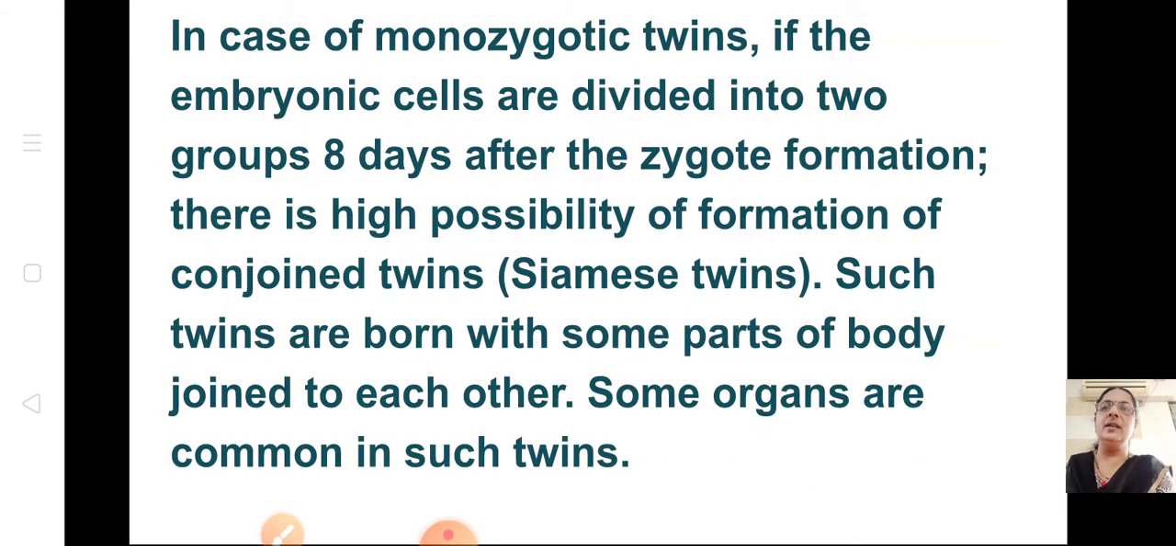But in case of monozygotic twins, if the embryonic cells are divided after 8 days of zygote formation, that is when it crosses 8 days, and there is division of the embryo, then there is a high possibility of formation of conjoined twins. That means Siamese twins, where some parts of the body can be joined with each other, which is very dangerous. That means after 8 days of zygote formation, if they are divided, there is possibility of any organs or parts of the body being joined.